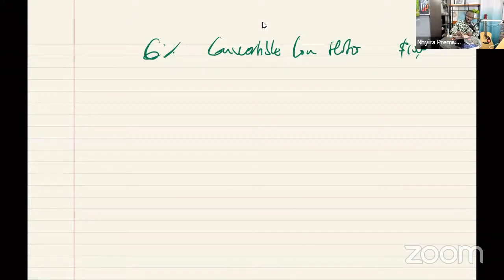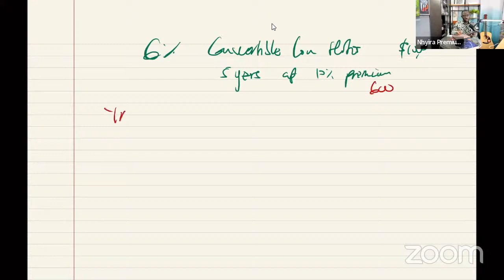So this is what we are saying. Now, 6% of this amount, what will we have? 0.06 by 10,000. That's 600. And it's redeemable in, let's say, 5 years at 10% premium. Let's just do that. So I will have years, cash flow, discount factor, and present value. Now, the 6% is the coupon rate.